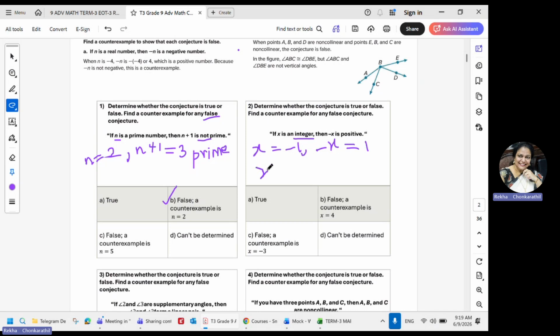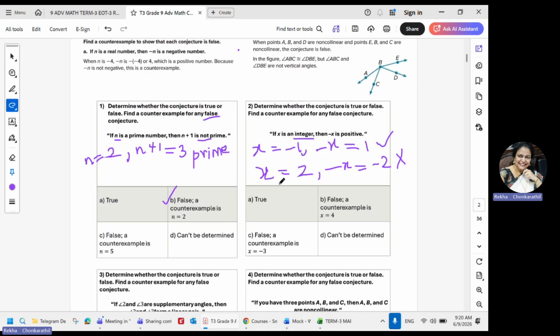But if x is a positive number, give me any positive number, for example, x is positive 2, then minus x, will it be positive? No, it will be negative. So, your statement says if x is an integer, then minus x is always positive. No, it's false. See, x equal to 2 is an integer, but minus x, which is minus 2, is not positive. So this would be a counterexample. And the earlier statement is true, so we can't call that a counterexample.